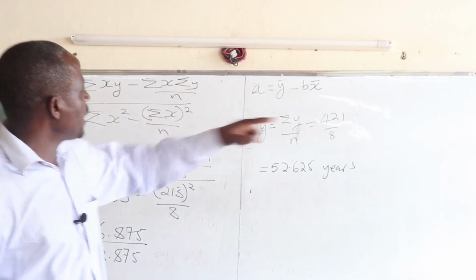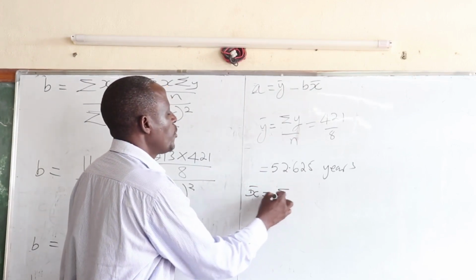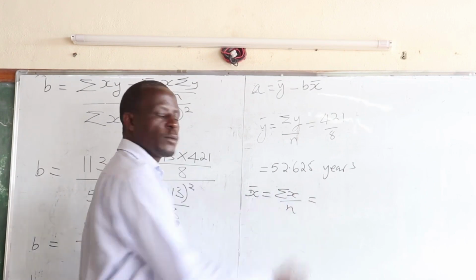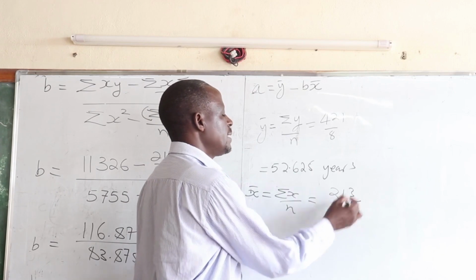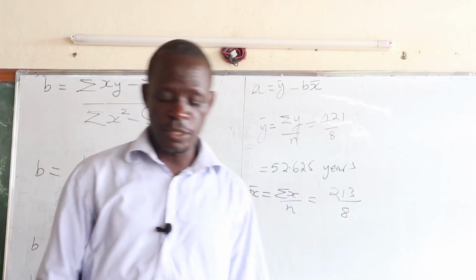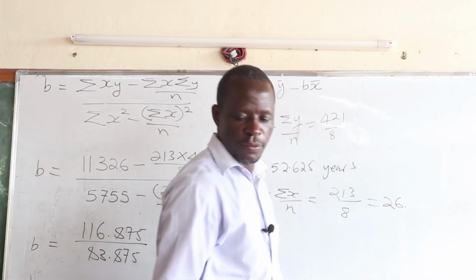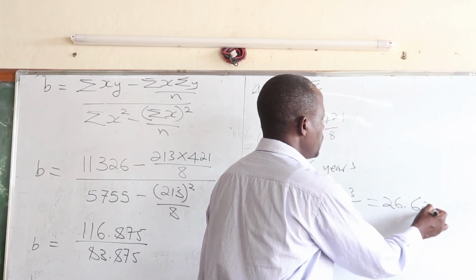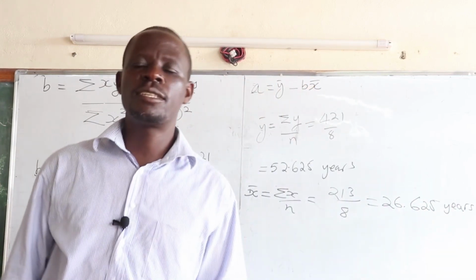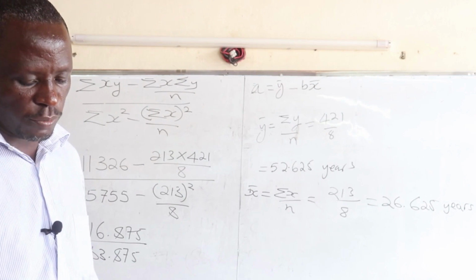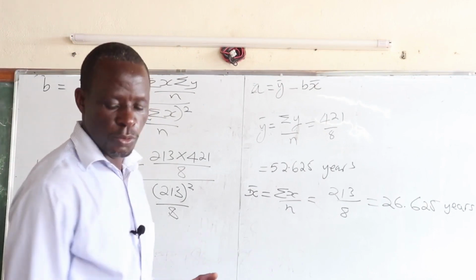Now, x bar is the sum of x divided by n. And we know the sum of x was 213. So 213 divided by 8, if we punch it on the calculator, should give us 26.625 years. So the mean age of the children is 26.625, while the mean age of the father is 52.625.